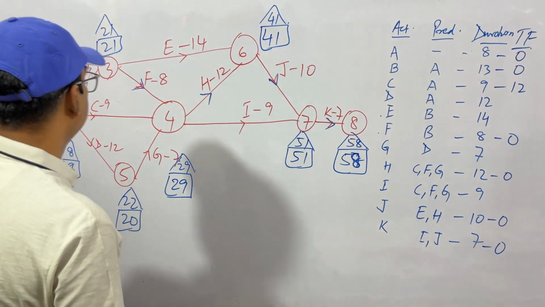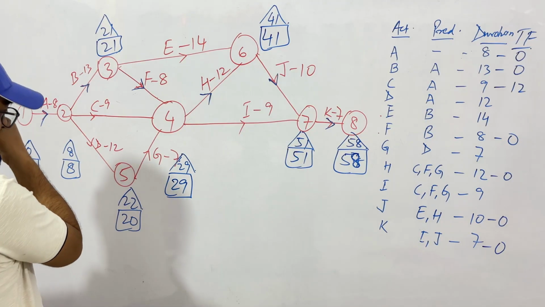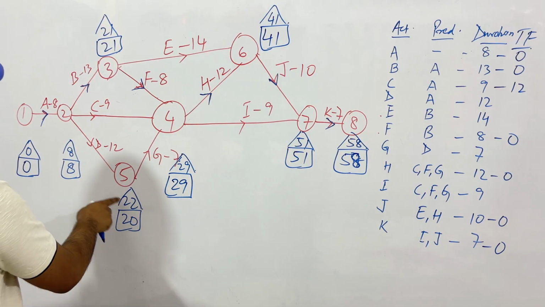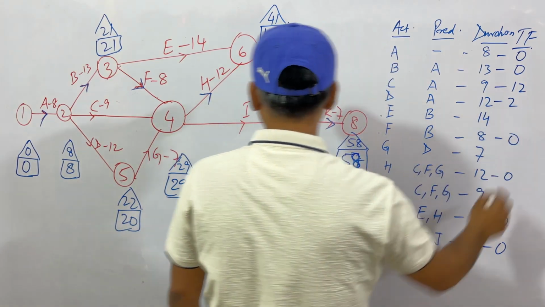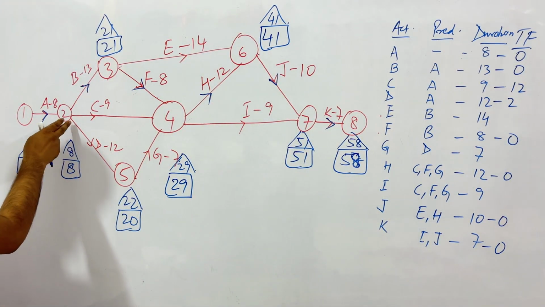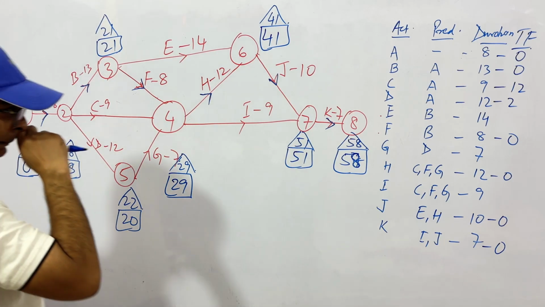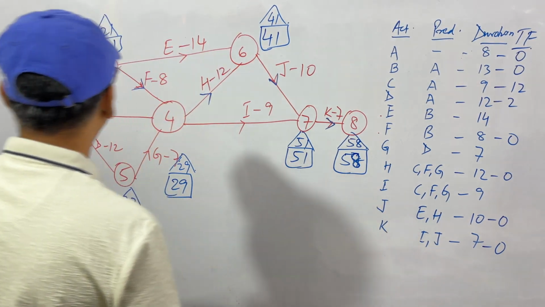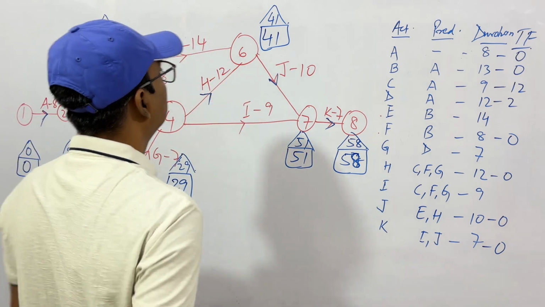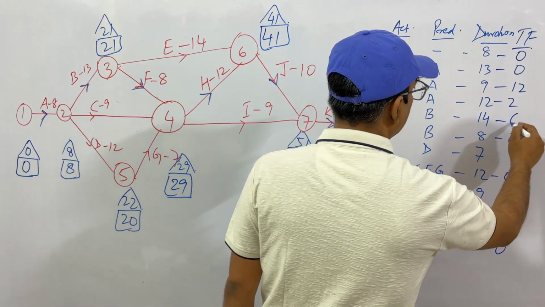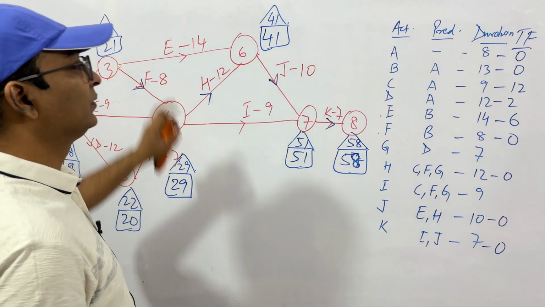Then let's say D. 22 minus 8 is 14. And 14 minus 12 is 2. So this has a gap of 2. So you can delay the activity D by 2 days. You can start it on day 9 or day 11. Then we have E. See, 41 minus 21, 20. 20 minus 14 is 6. So here you have a 6 day window. You can start here or on day 7.